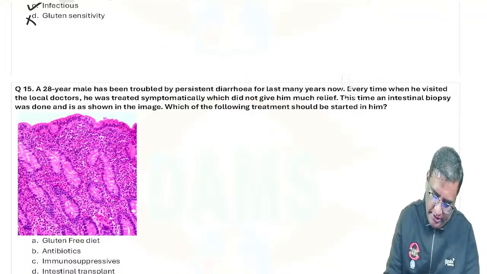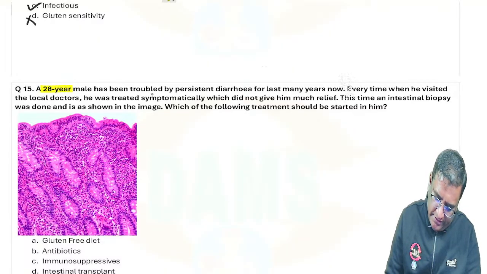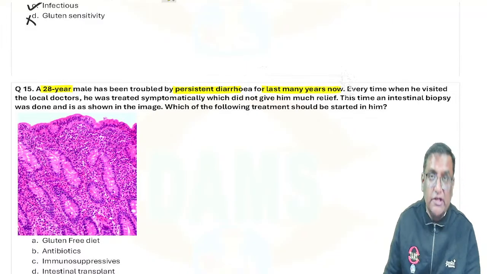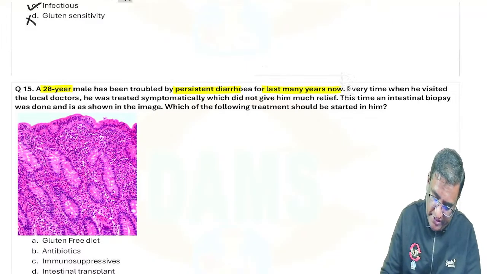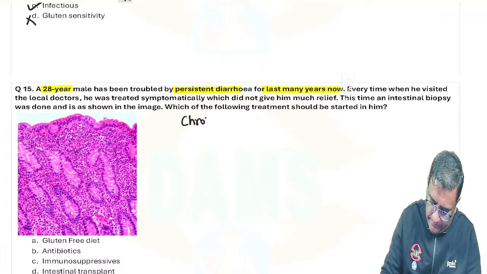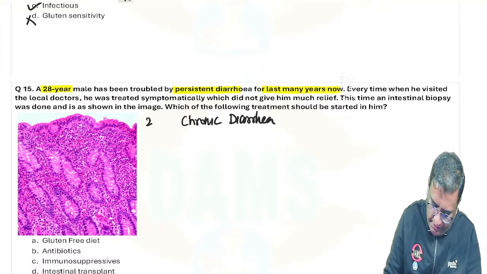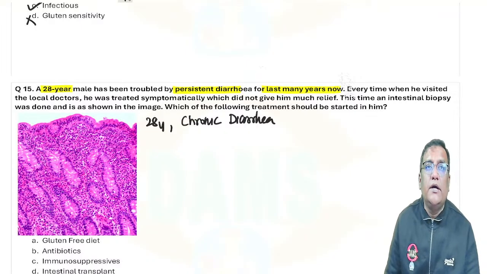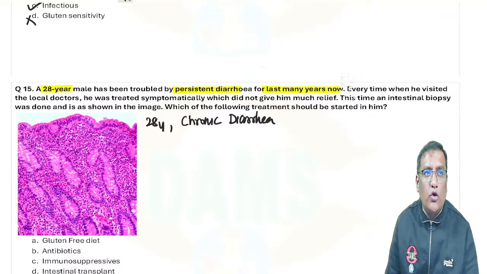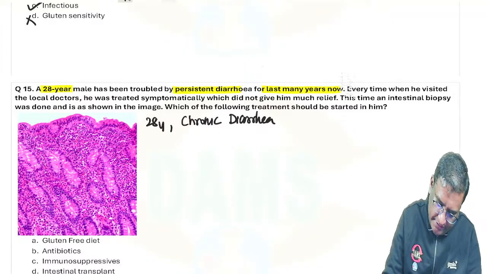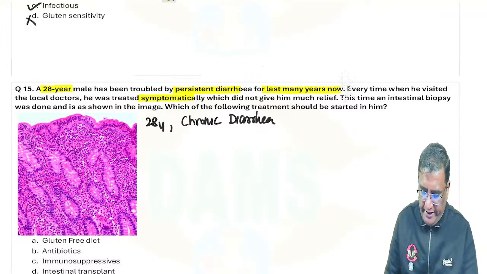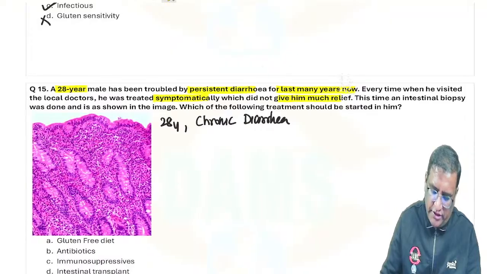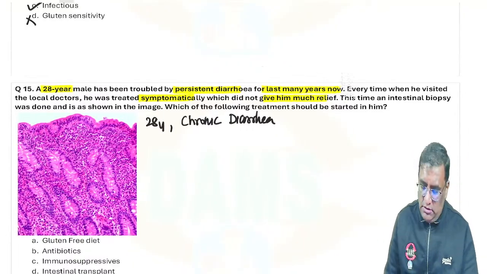Next question. A 28-year male has been troubled by persistent diarrhea for the last many years now. So basically, history-wise, it is a chronic diarrhea, isn't it? Every time he visited local doctors, he was treated symptomatically, which did not give him much relief.